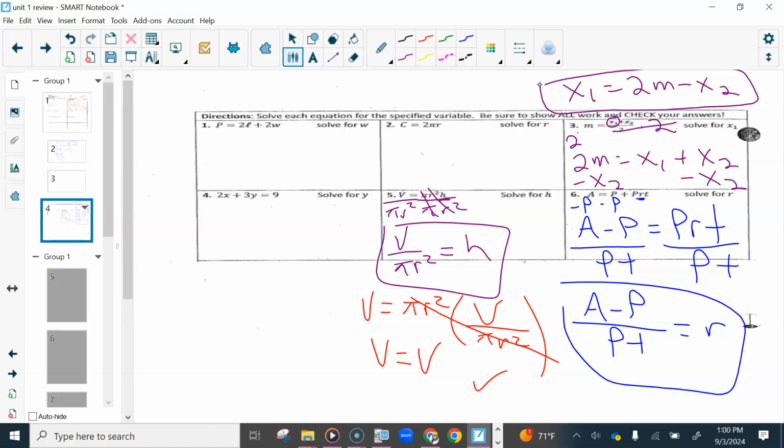Questions on how this quiz is going to go? Okay, yes. The quiz has 12 questions. 6 for the first section, 6 for the second. When you finish the quiz, you're going to turn it into this tray right here, face down. And then you could be working on Delta Math.